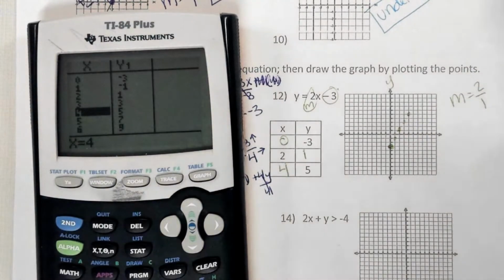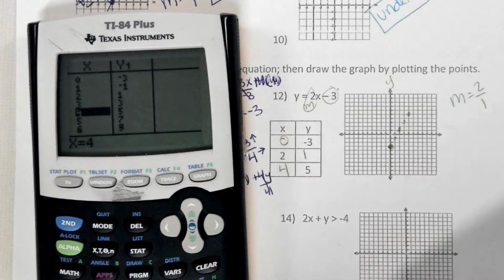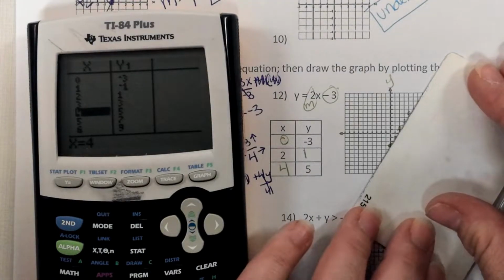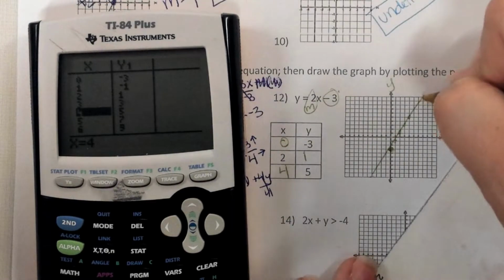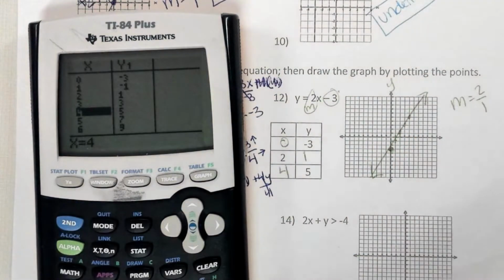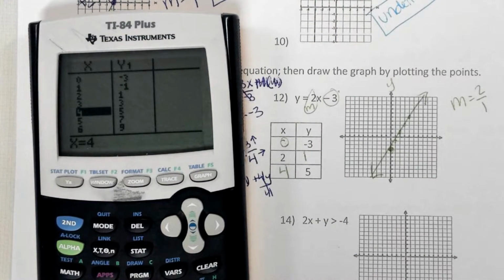Staring at these dots starts to make me feel crazy. So there's about 5 points, so let's draw our line. Any questions with that?